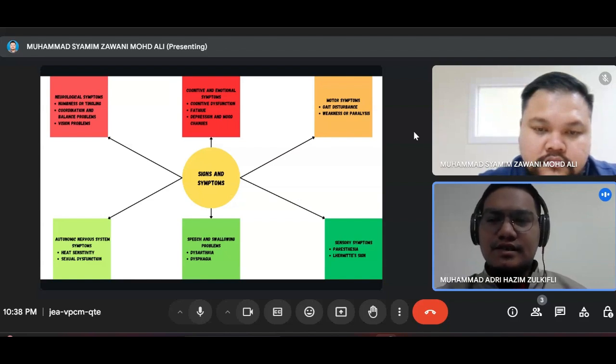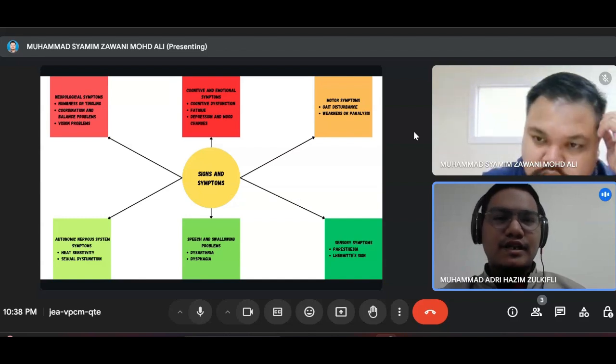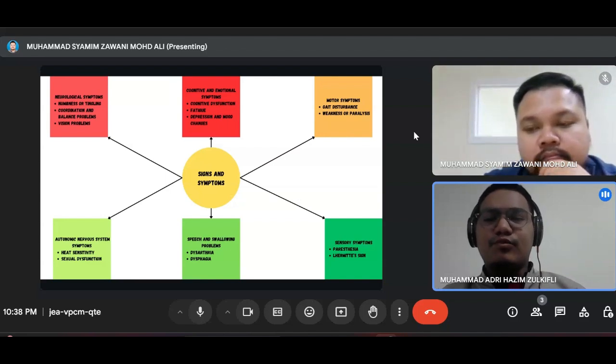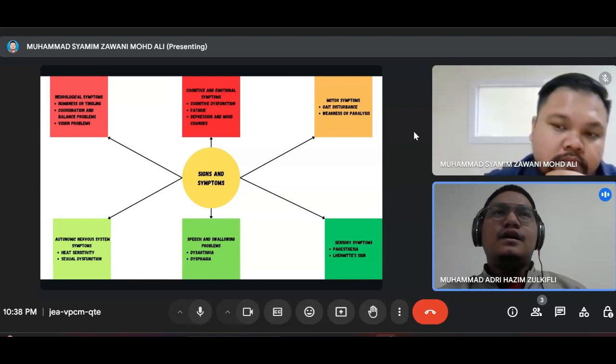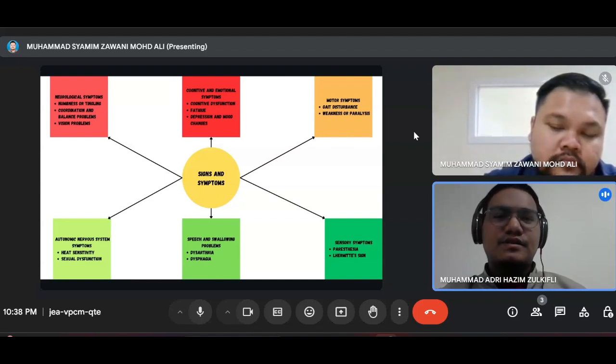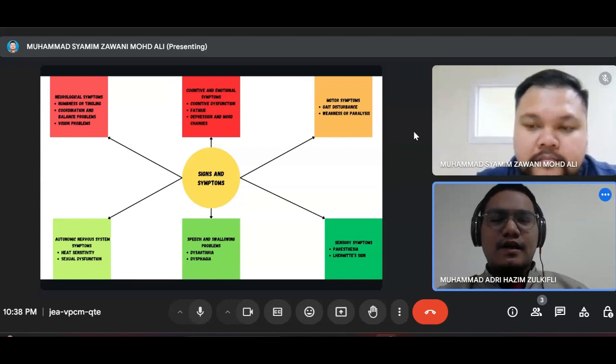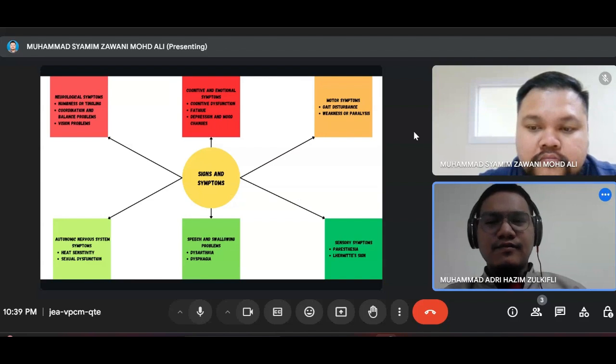Next are coordination and balance problems, which are difficulty in walking, unsteady gait, and loss of coordination, which may lead to falls. And lastly are vision problems. Vision problems can make people with multiple sclerosis unable to have good vision, which can make it difficult for them to make decisions about coordination.